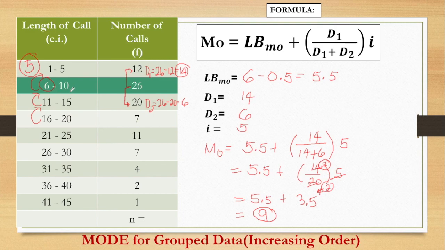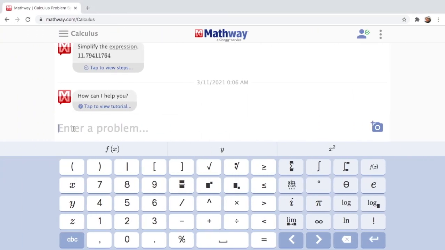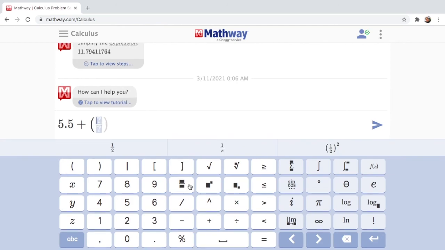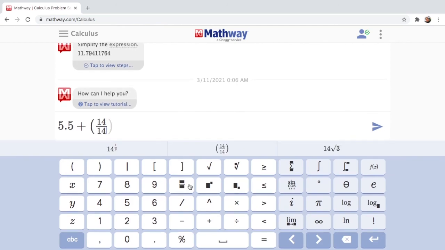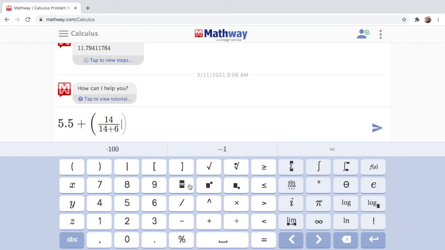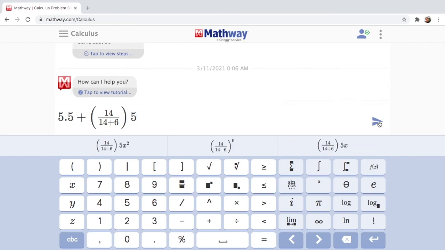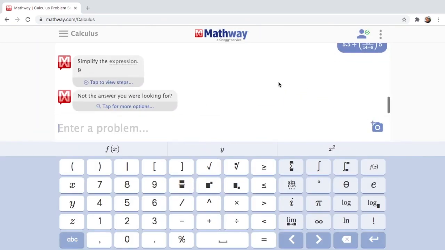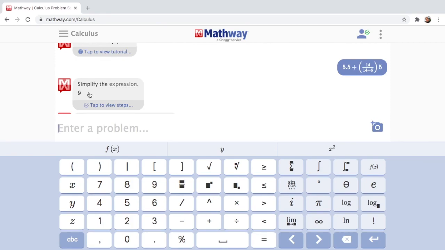And so, if you don't have a calculator and you don't want to solve it this way, you can actually use Mathway. So let us enter the values. 5.5 plus parentheses, and then we have the fraction 14 over 14 plus 6, times 5, and enter. And it will give you the answer, which is 9.